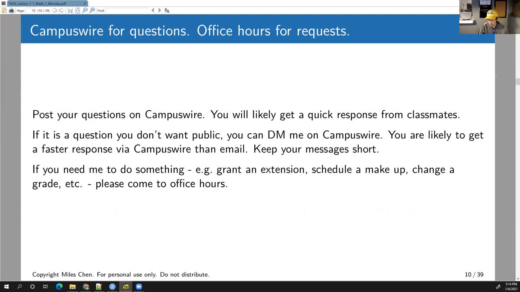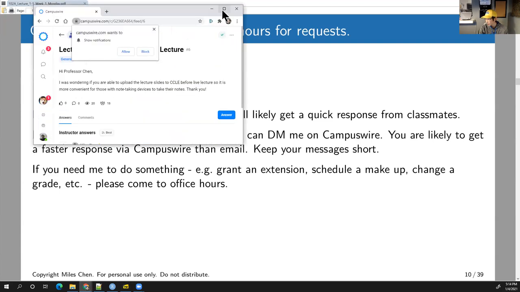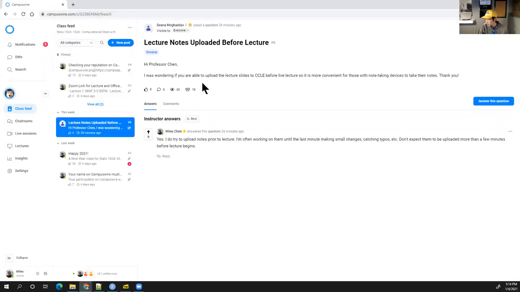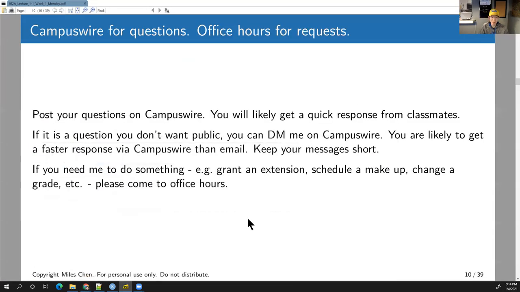Please participate in Campus Wire. Don't set up a group chat or something like that. Basically, answer each other's questions, and be super generous with the upvotes and likes. To get full credit for Campus Wire, you need 150 points. If everyone's generous with the upvotes, it's very easy to hit 150 points. But if everyone's going to be Scrooge McDuck with the upvotes, then it's hard to reach.